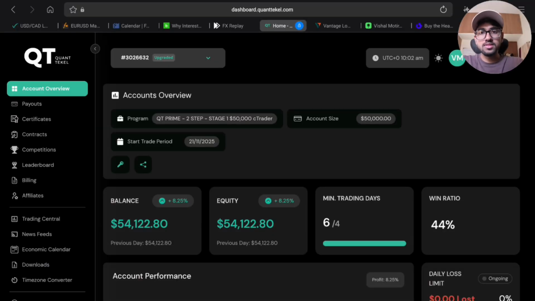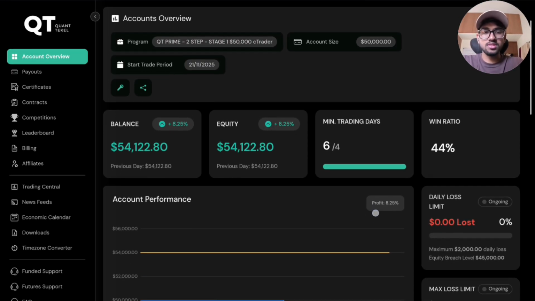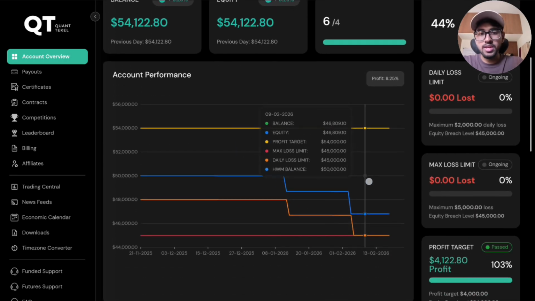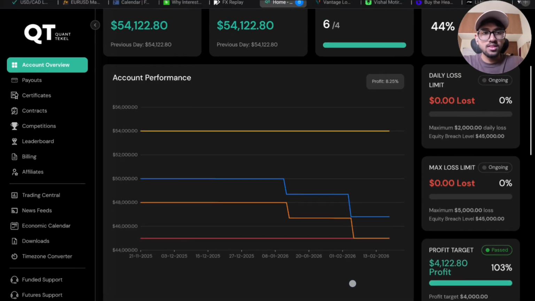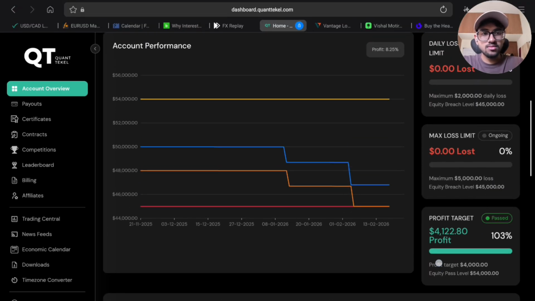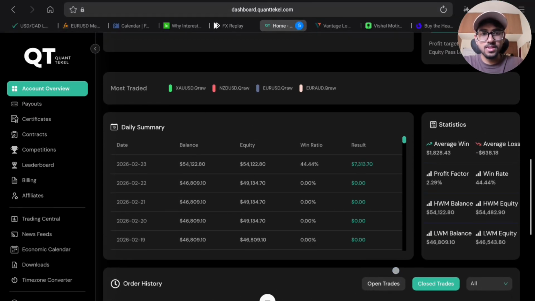So we'll start off with the dashboard and the proof, right? You can see this is your QT Funding stage 1 account, $50,000. It's a cTrader account, completed the minimum trading days. You can see my win ratio, my equity, and you can see that I have passed the account. And I'll walk you through.